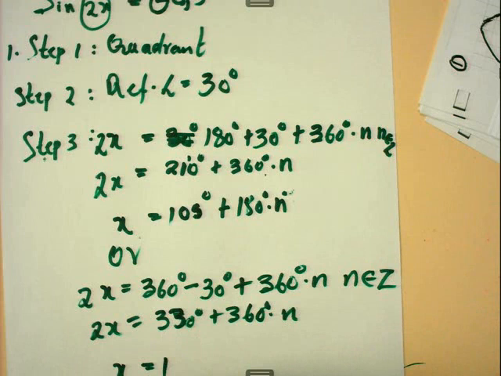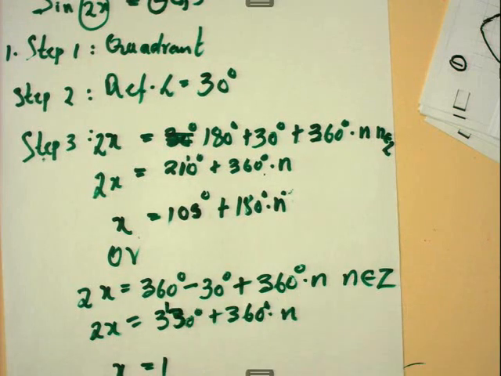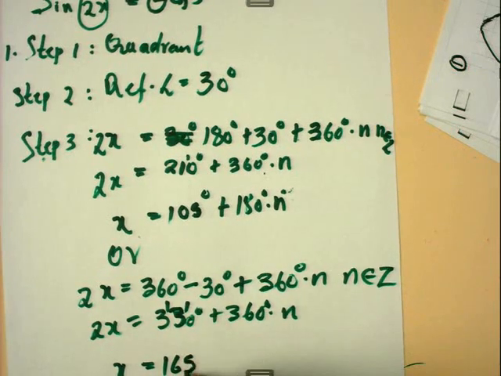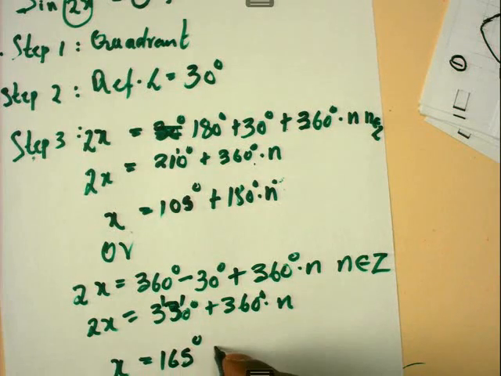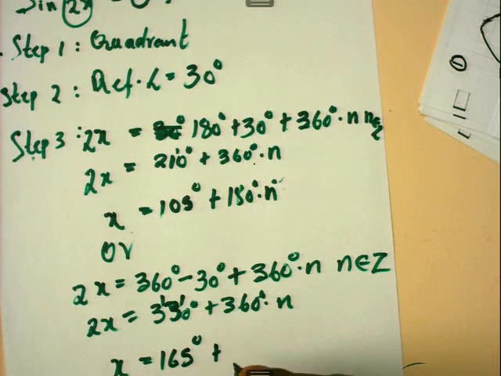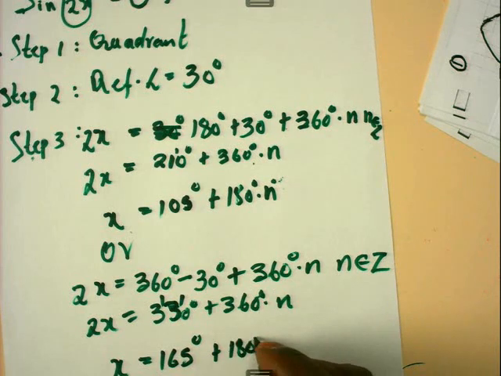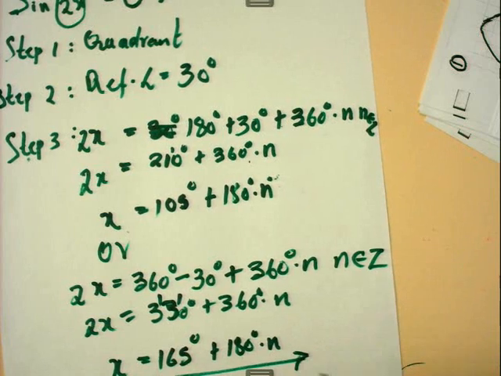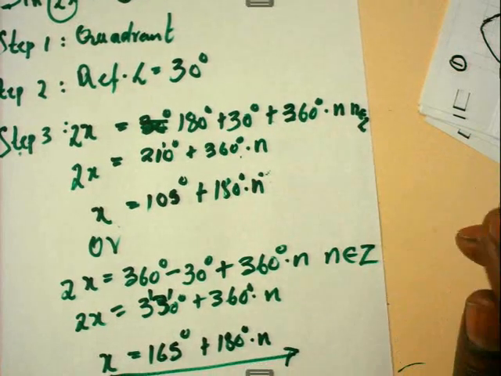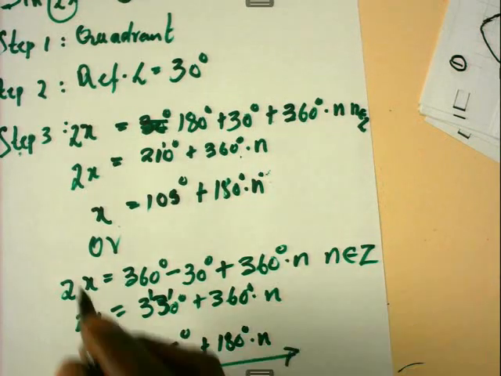2 into 3 will go once. It will make 2. It will leave 1. Into 13, it will go 6 times. It will make 12. It will leave 1. Into 10, it will go 5 times. So we've got 165 degrees plus 2 into 360 degrees, it goes 180 degrees times n. That will be the general solution for that problem.